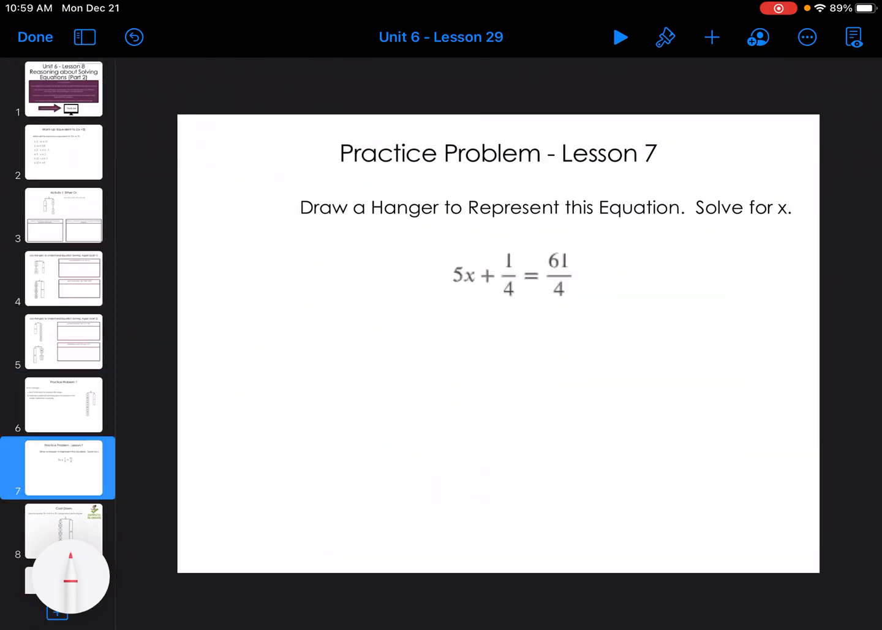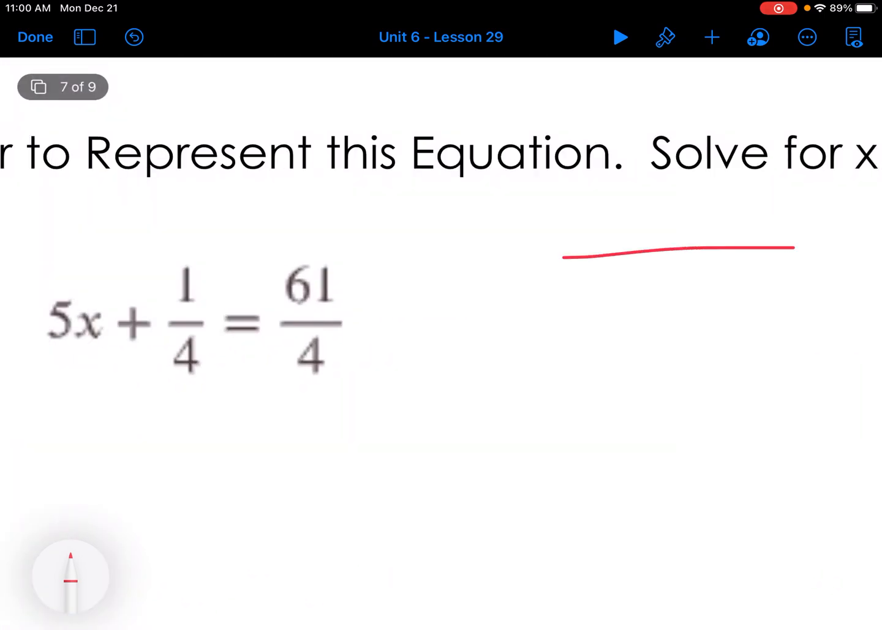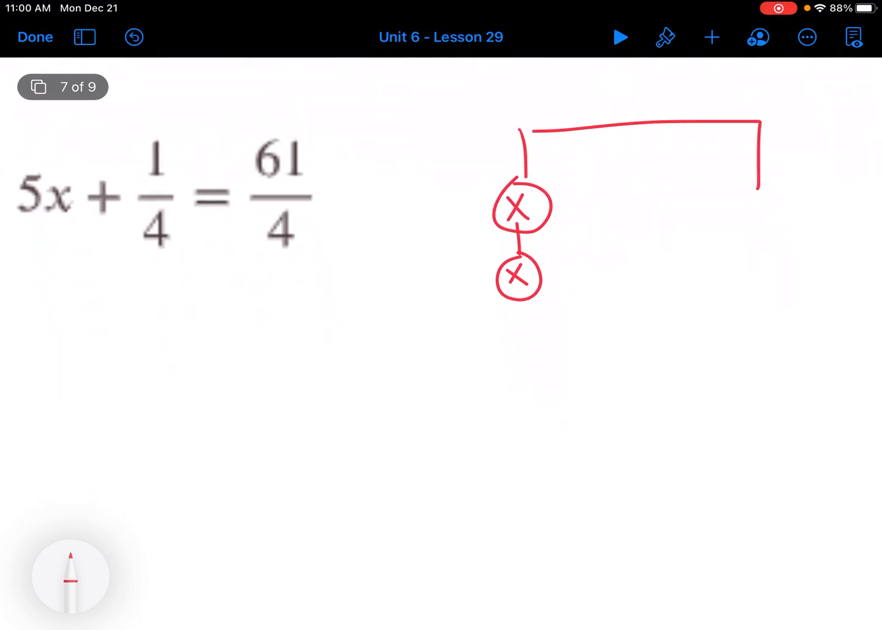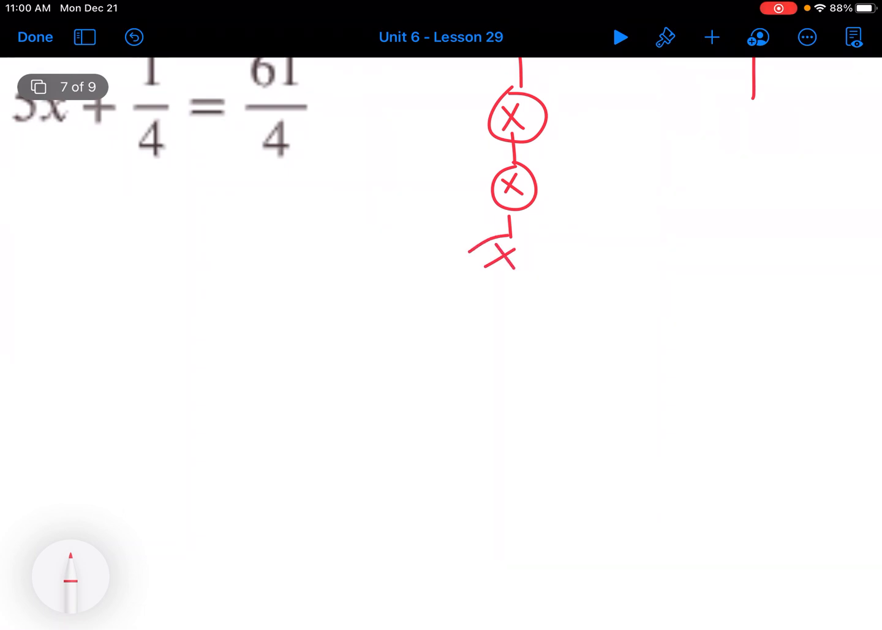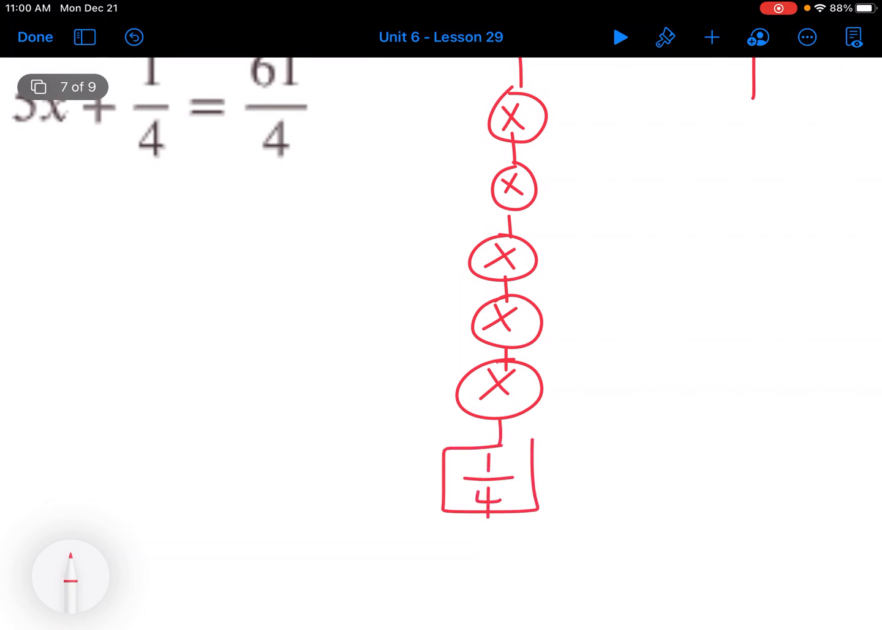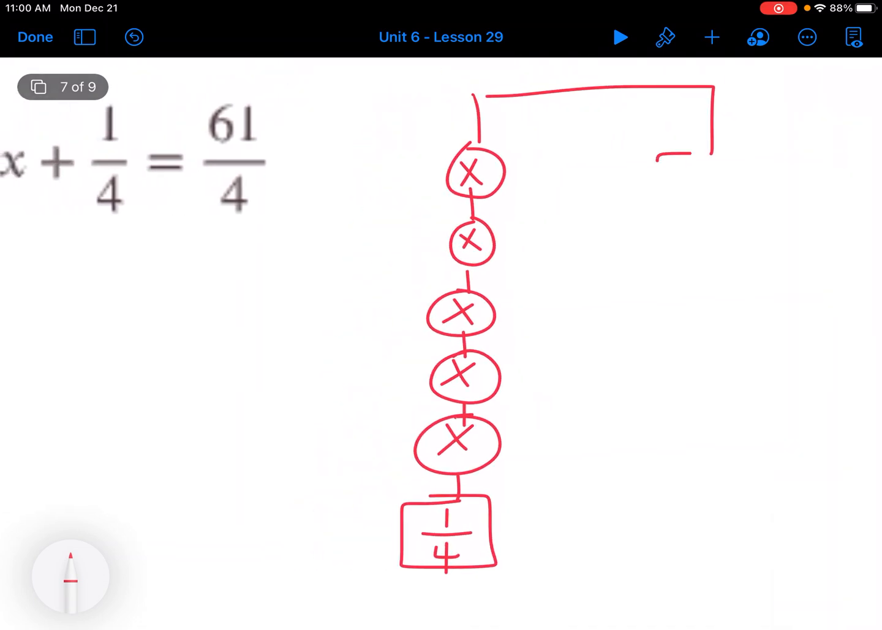All right, so they want you to draw a hanger diagram to represent this equation and then solve it. Oh, goodness. Okay, so I've got my hanger. I know I have 5 x's. And then I have a 1/4. And then on the other side, I have 61/4.